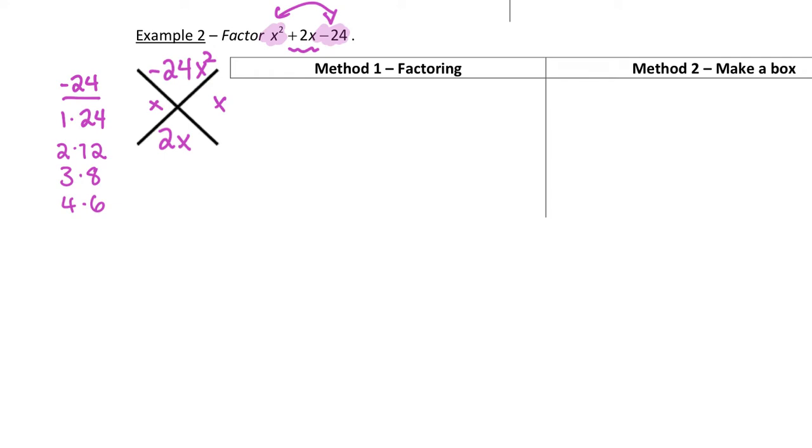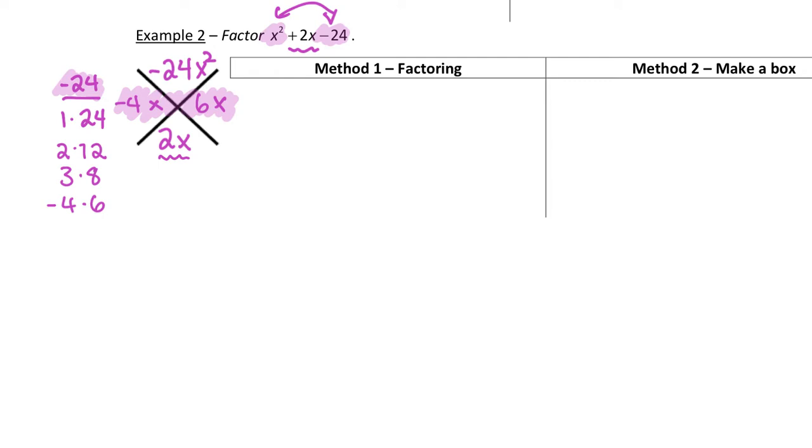So since my 24 is negative, it means one of my two numbers will also need to be negative. My goal is to get a positive 2. So it looks like it's going to be negative 4 and 6. So negative 4 and positive 6. Those will be those two middle terms that I get before I combine.